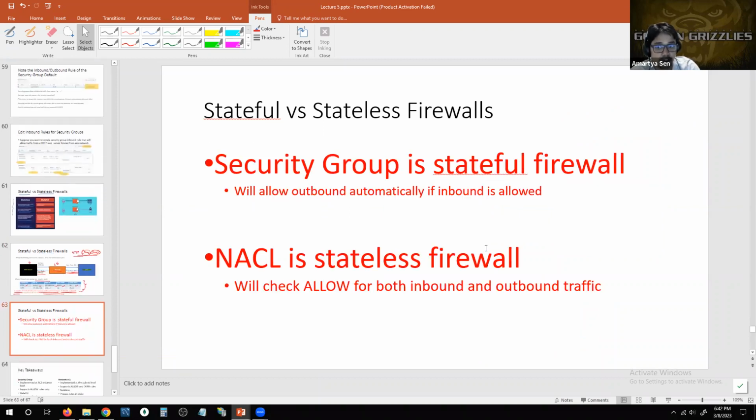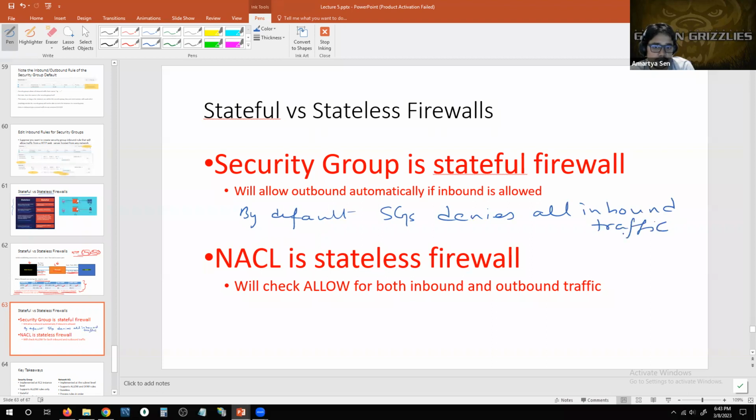Now, how does this tie up to security groups and network ACLs? Well, security groups are stateful firewalls. So that means it will allow any outbound traffic automatically if the inbound is allowed. And this is the reason why by default, security groups deny all inbound traffic. A few slides ago, we talked about the fact that by default, SGs are going to deny all inbound traffic into itself, right?